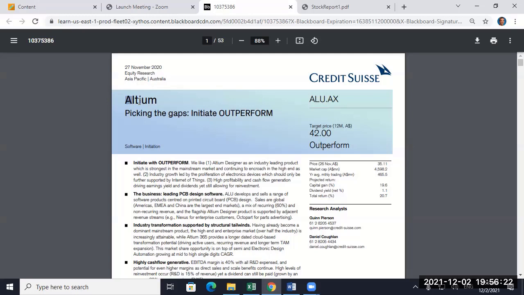So the company name, obviously very important. They have a lot of wasted space here. They got the ticker, they got the target price right there. Pretty prominent, right? So what does software initiation mean? Software is the industry. What does initiation mean? Not the sector. Here what they're saying is this is their first time to look at this company.